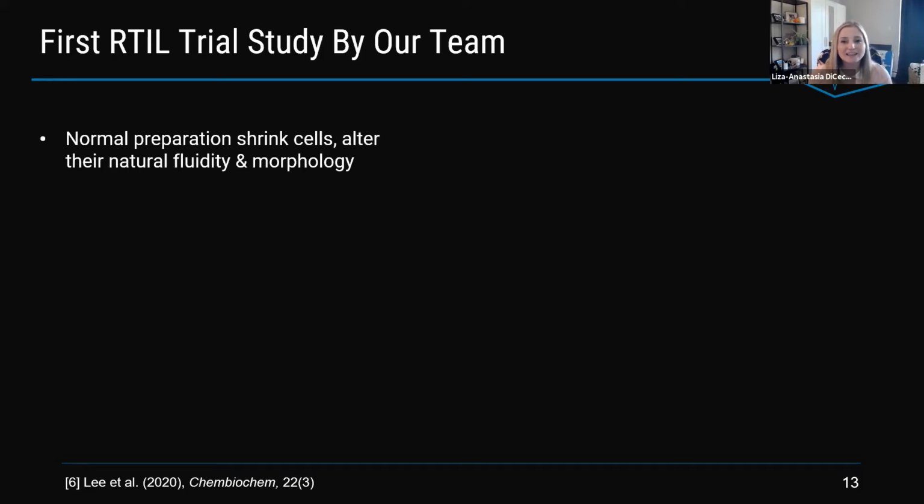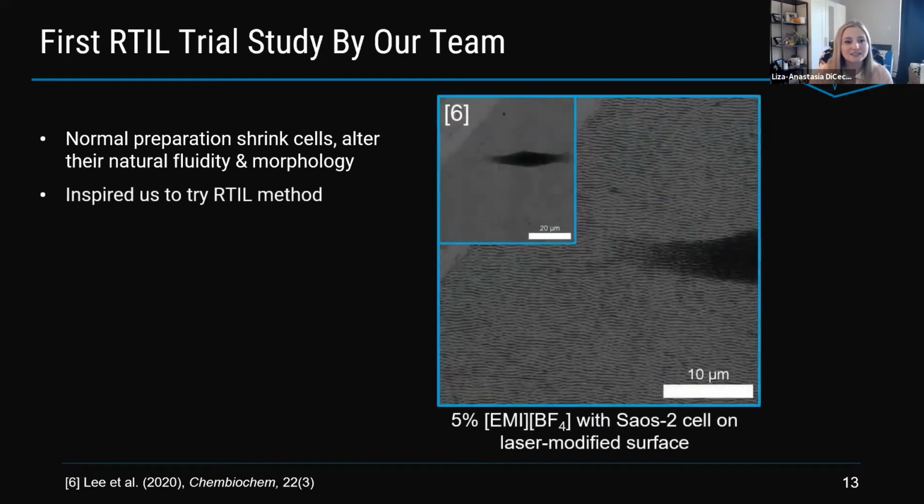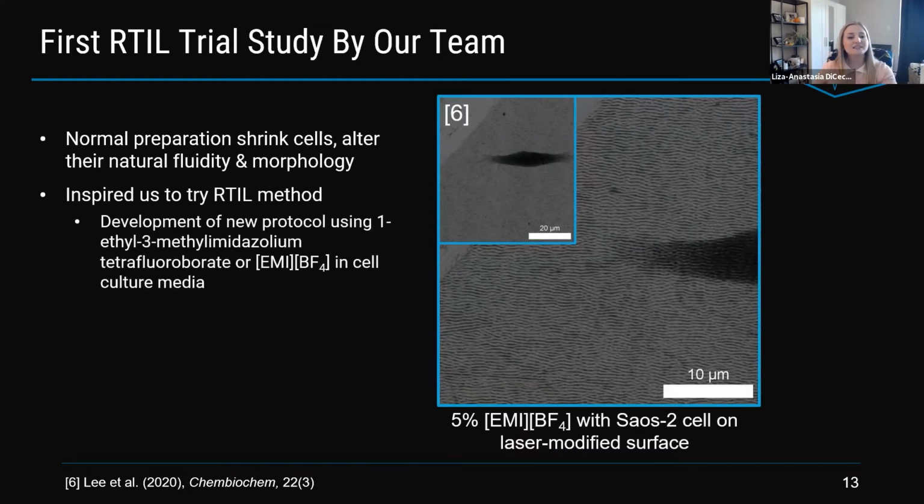So Brian had this idea, and he was working with cells on laser structured surfaces. He tried this RTIL method, using a really common RTIL with his SaOS-2 cells, which are bone-like cells, on laser modified surfaces. He developed this protocol, and instead of doing what literature was doing normally, he mixed his ionic liquid with cell culture media.